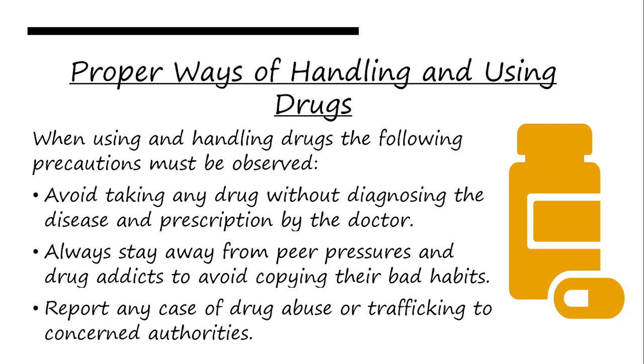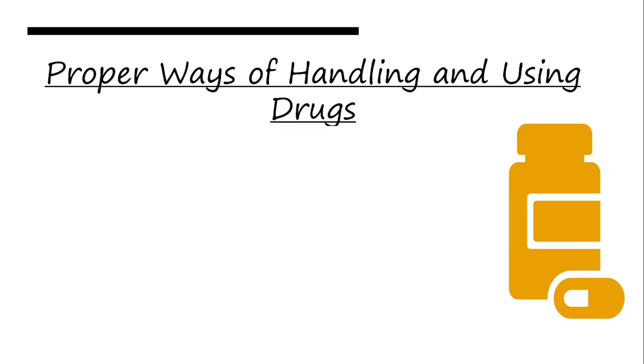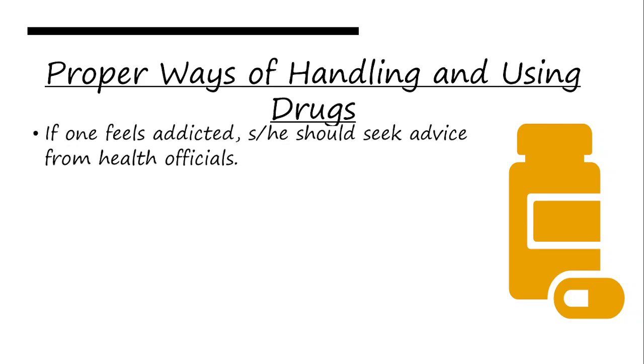Another is to report any case of drug abuse or trafficking to the relevant authorities. It is just a normal one, as you can observe, just to stay cautious about these drugs. If one feels addicted, he or she should seek advice from health officials. The health officials are required to observe a person if he or she feels some kind of addiction towards certain kinds of drugs. Drugs can be very addictive, so that has to be taken into consideration.